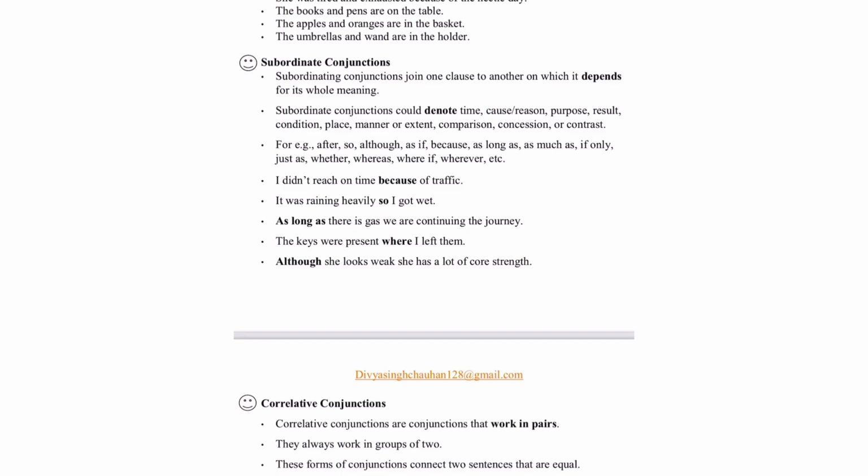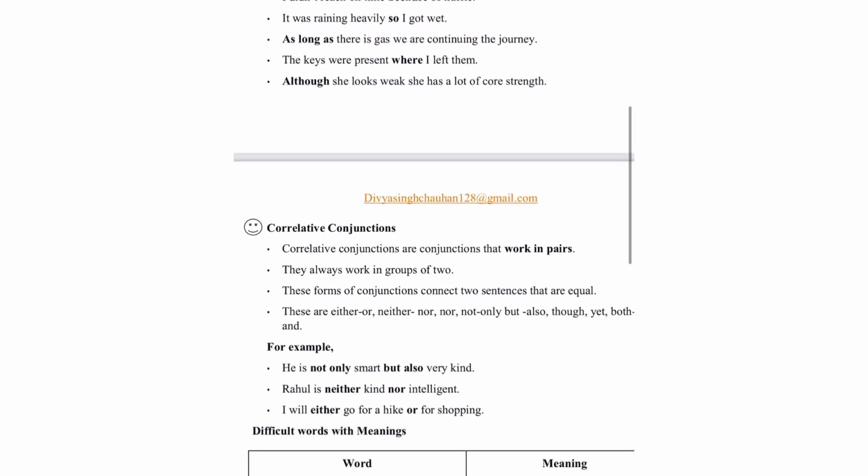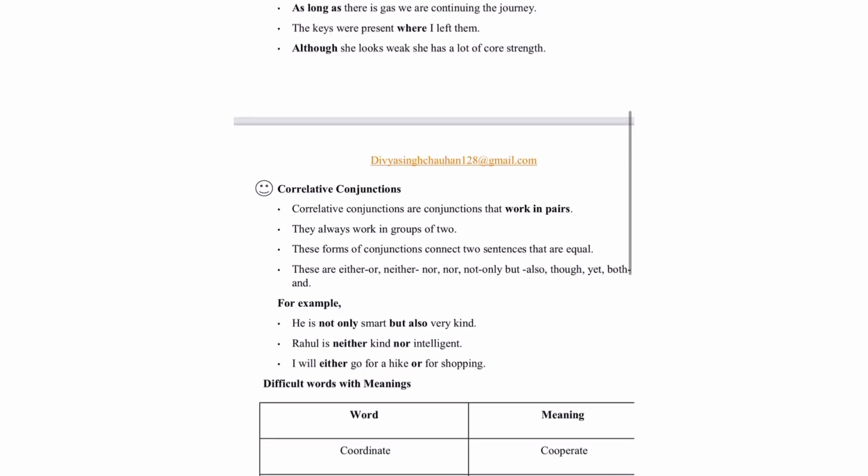Now let's move forward to correlative conjunctions. As the word suggests, correlative conjunctions work in pairs. They are correlative. One is related to another. So both of them are what? Relative to each other.